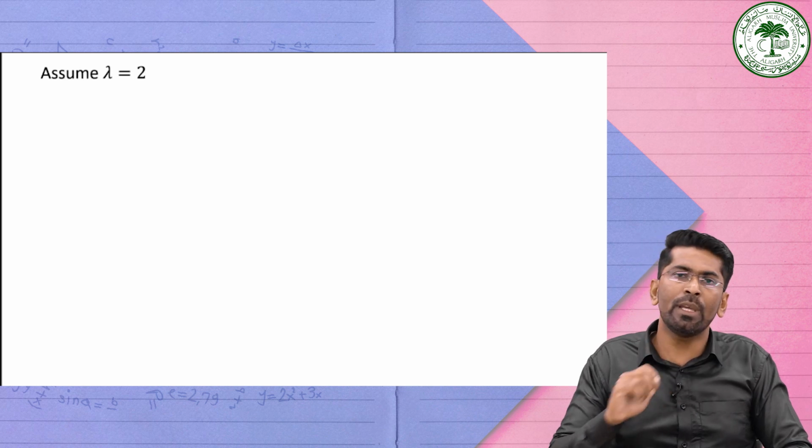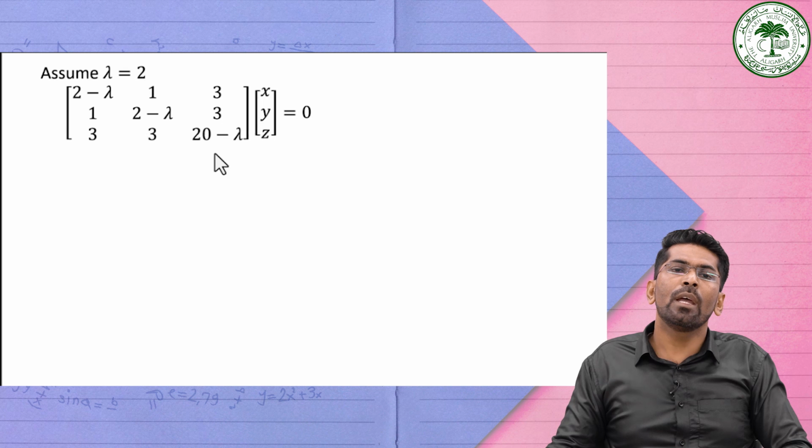So now again we are going to find the eigenvector by considering the eigenvalue equal to 2. So here lambda is equal to 2. We are going to substitute in the characteristic equation. So instead of lambda, we are putting 2 now.